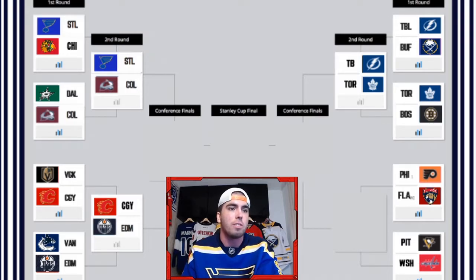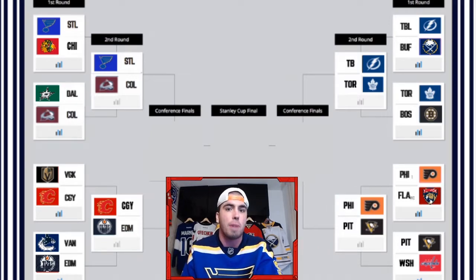And then the Flyers against the Panthers and the Penguins against the Capitals. I see that result being the Flyers versus the Penguins. Again, home ice advantage is huge. Penguins over Capitals, I think that would be close. Flyers over Panthers, I don't think I need to explain that too much, but you know what? More complete team. Panthers are definitely weak in a lot of aspects.